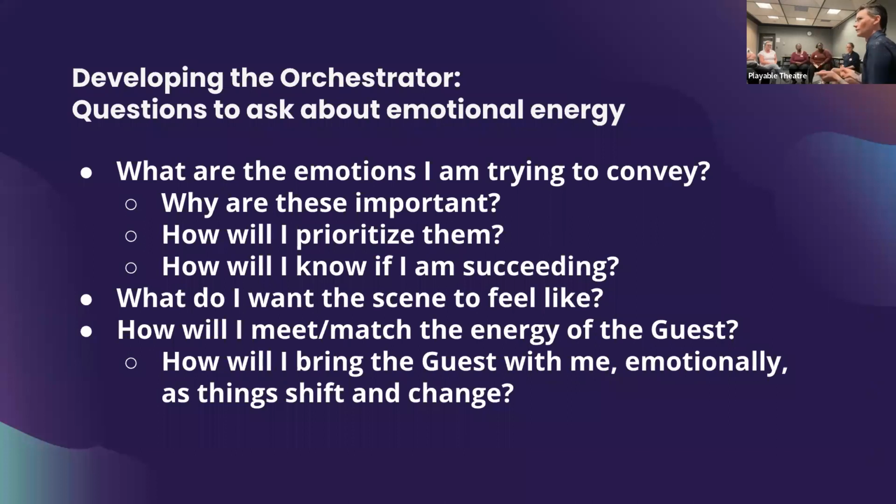How am I going to prioritize these different emotions? And how will I know if I'm succeeding? Am I going to judge that based off of the audience's reaction? What kinds of cues am I looking for? How am I going to know whether or not I'm succeeding?